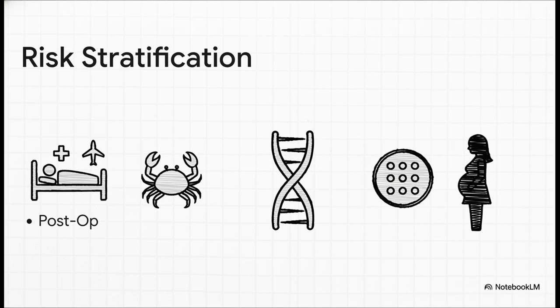Now, before we even think about ordering a single test, we have to think about risk. Does this patient's story fit? We're talking Virchow's triad here. So look for those big clues in their history. Did they just have surgery? Have they been stuck on a 12-hour flight? Do they have cancer? Maybe a family history of something like Factor V Leiden? Or are they on oral contraceptives? These are all major red flags that should make you lean in.